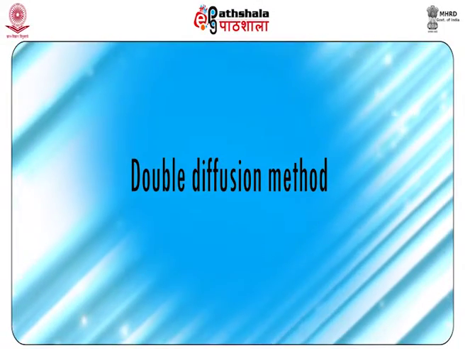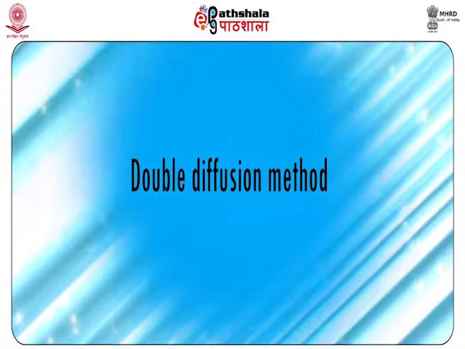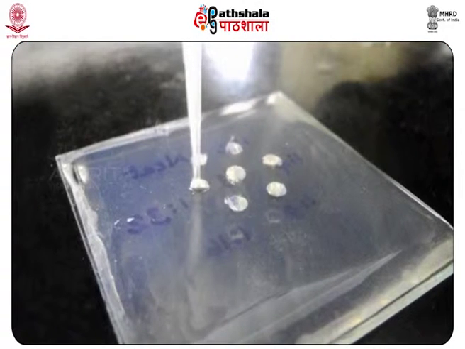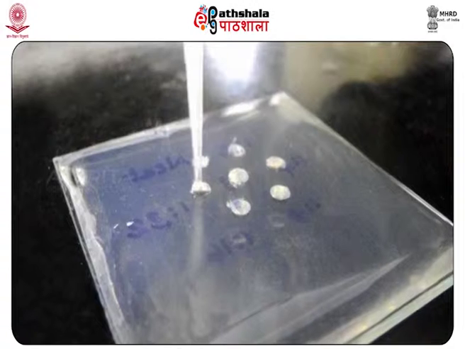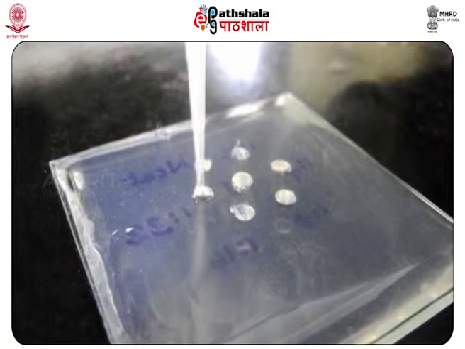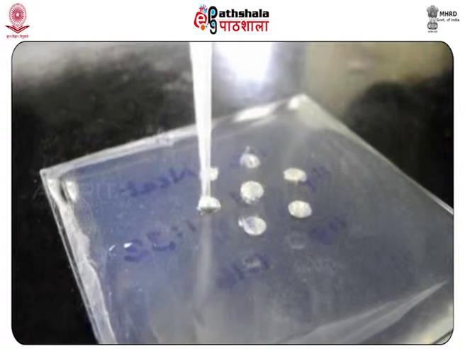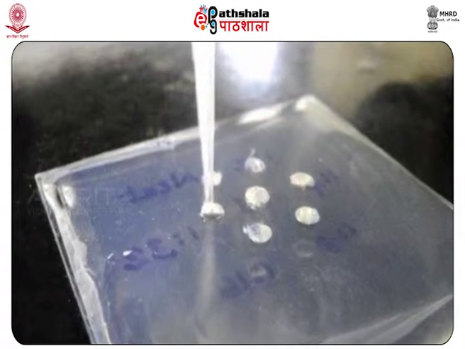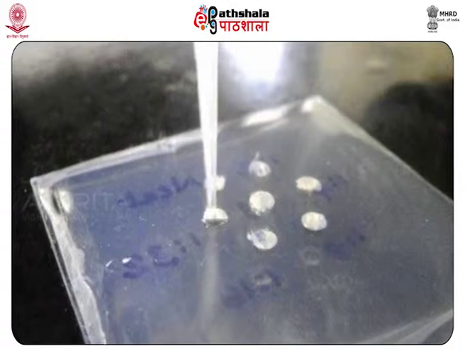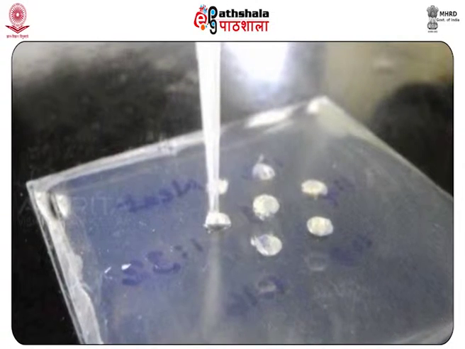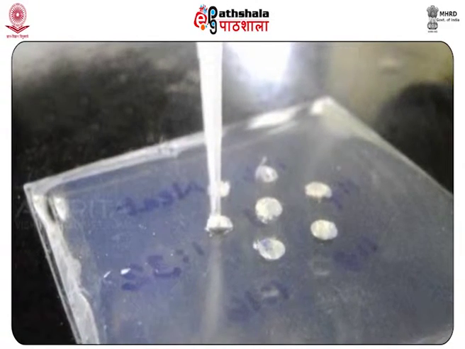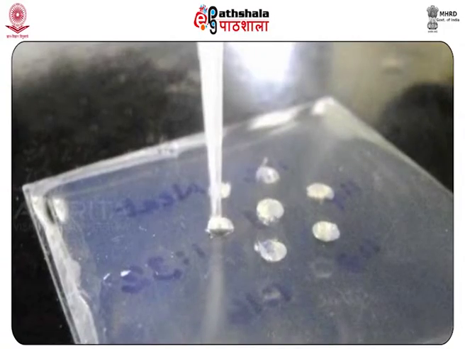Now next is the double diffusion method. In this method, both the reactants, the antigen and antibody, diffuse towards each other in an agar gel plate. And when an antigen combines with its specific antibody at optimum proportion, precipitin is formed.